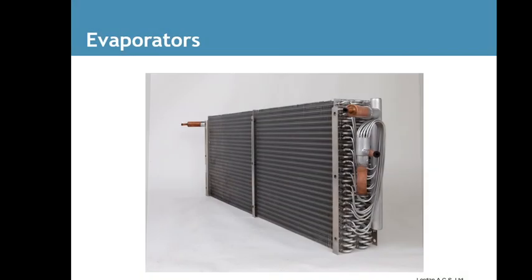Here's a picture of an evaporator. This is pretty good size. This is not one you'll see in a residential home. This is a commercial evaporator. But you can see the little fins on the side, the little tubes on the side. Those are capillaries. That's what delivers the refrigerant.